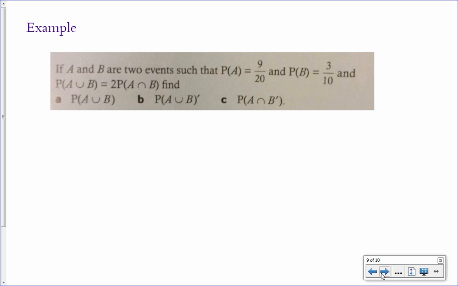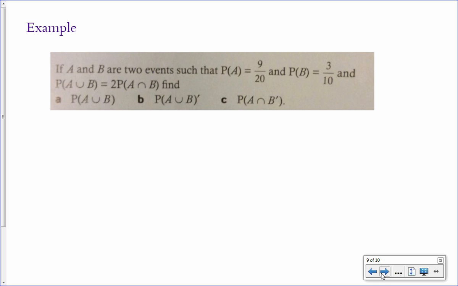And then I have this other piece of information, which is that the probability of being in the union is equal to 2 times the probability of the intersection. So the probability of the union, based on the picture that I've drawn, the left side of this equation here, is the 9/20ths minus x plus 3/10ths minus x. And it equals, in this problem, 2 times the probability of the intersection, which I don't know, but I have called x. And so now I have an equation that I can solve, a nice algebraic equation, to figure out what x should be.